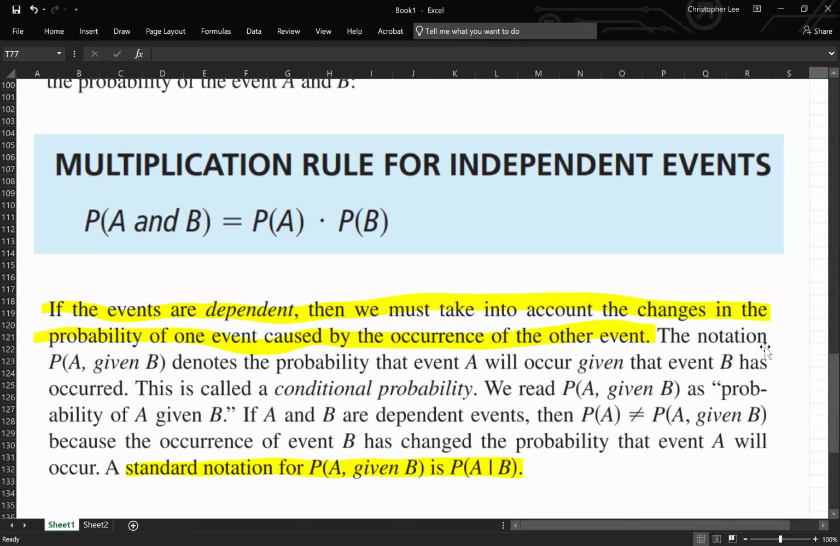Notation rule for independent events is not the same as the standard notation. No, there's another formula coming for that. Okay, so should I still write this standard notation formula? Yeah, right there.